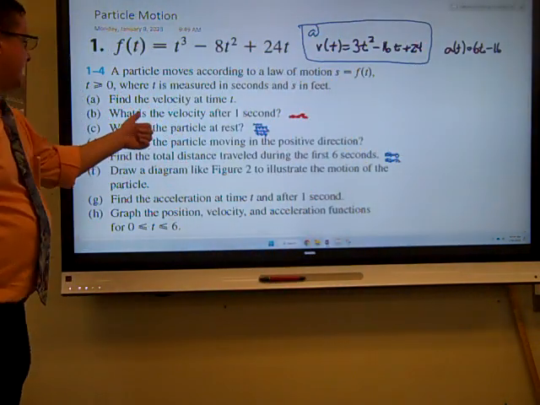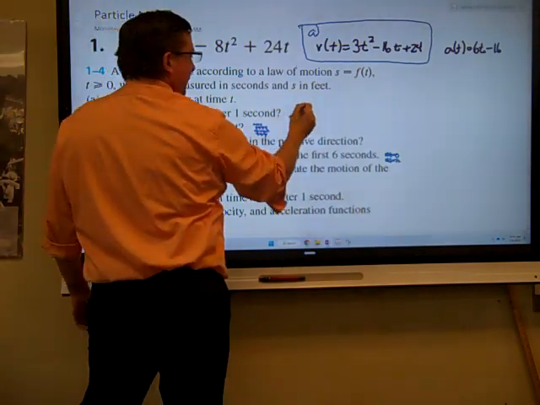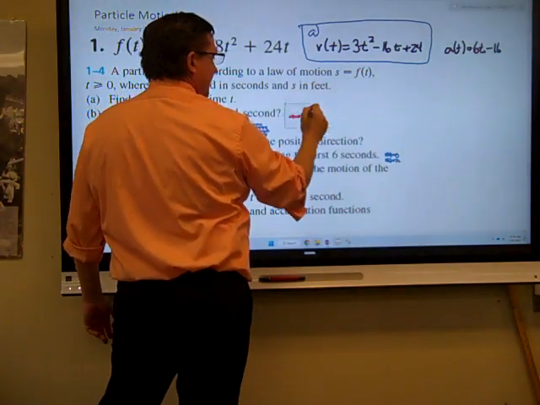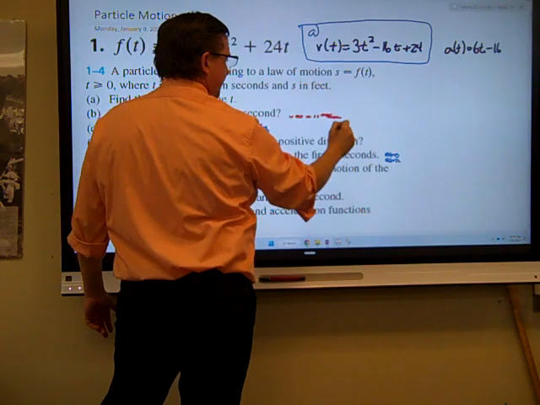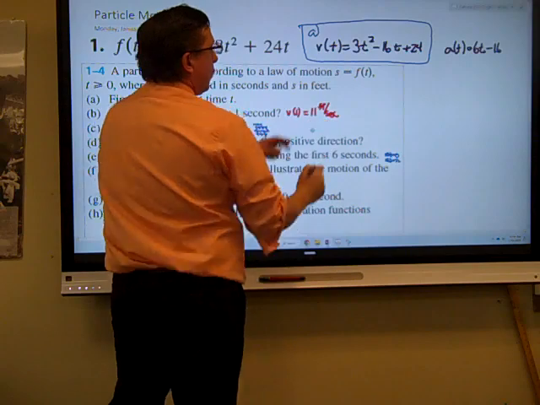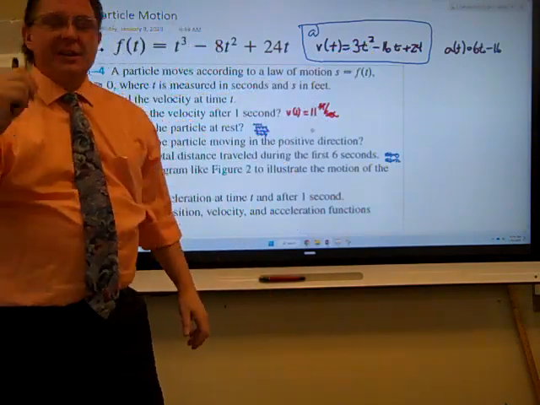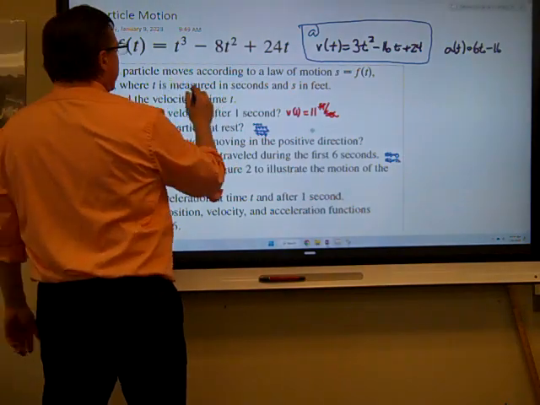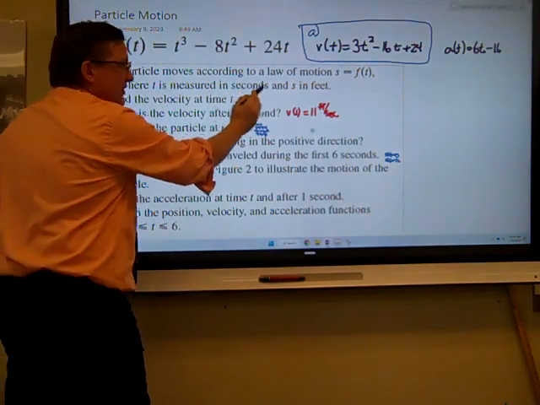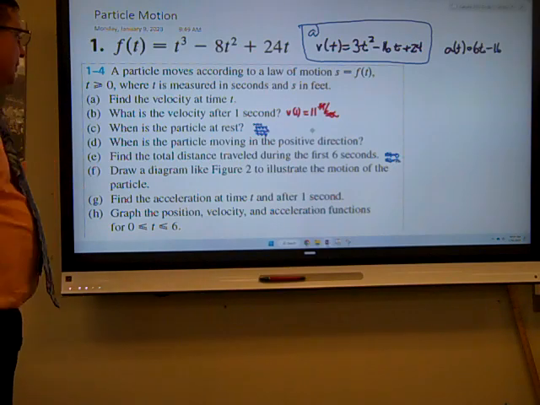All right, it says what is the velocity after 1 second? So all you have to do for that is to put 1 second into the velocity equation. And we see that the velocity, if you put 1 into this equation right here, it comes out 11. Read the instructions. The instructions say time is in seconds, S is in feet, so you have to have units, feet per second. You got to have units.